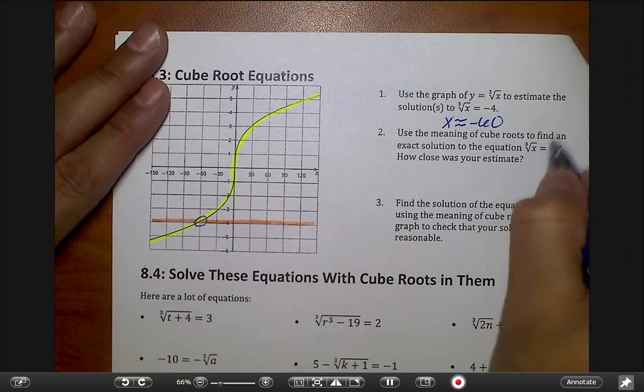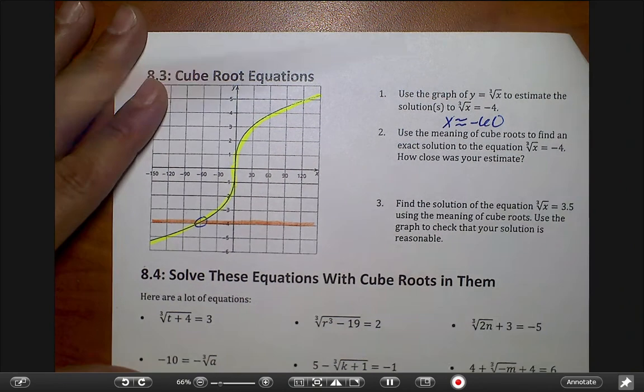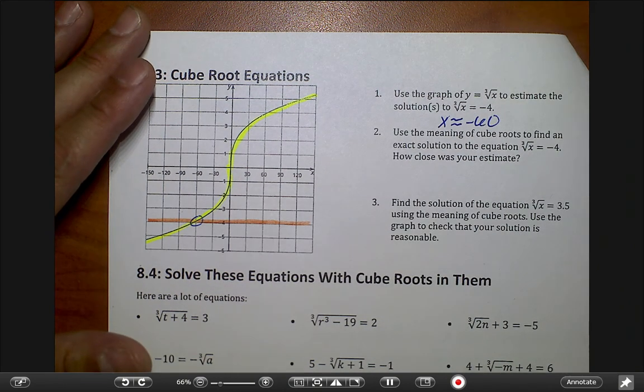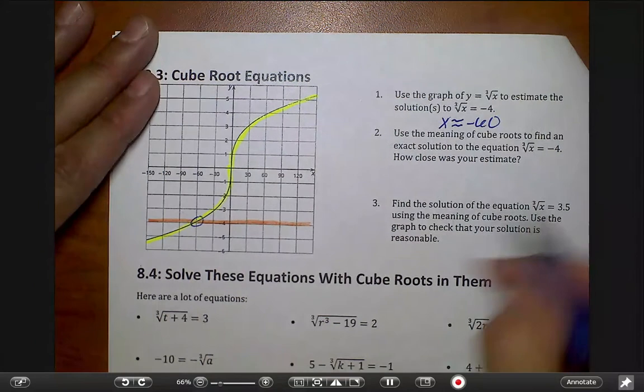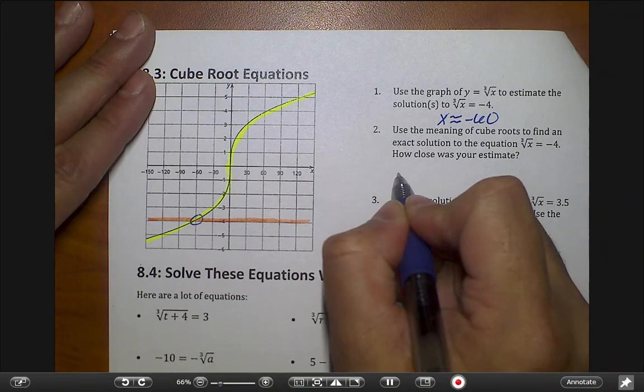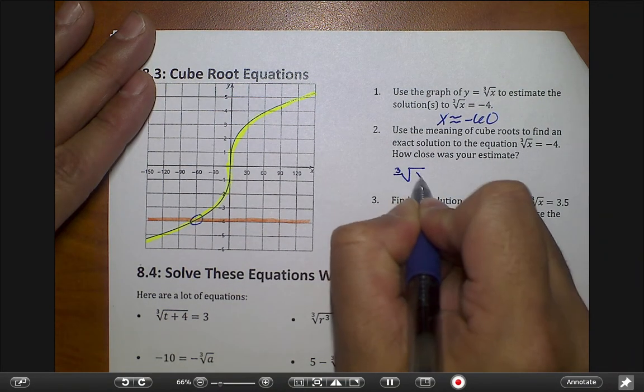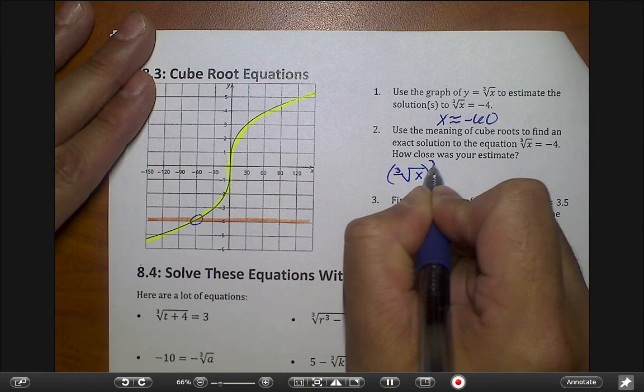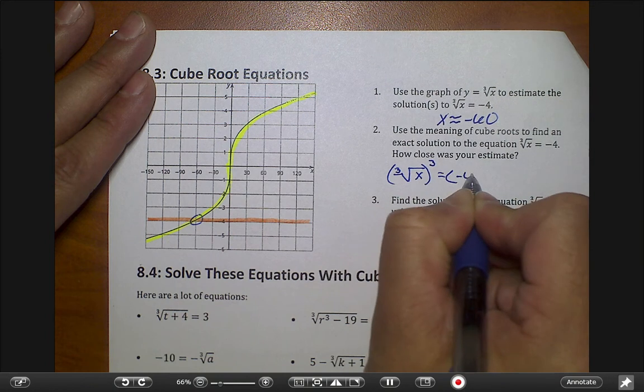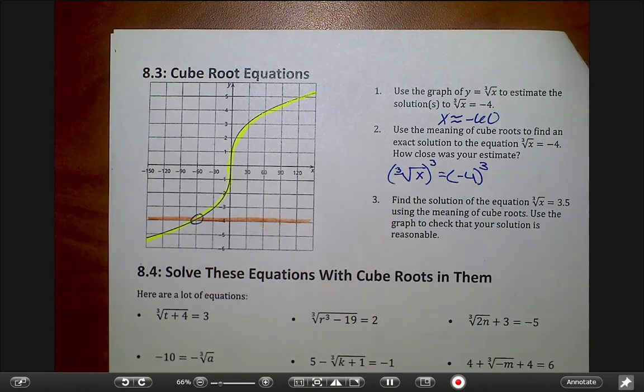So how do I undo a cube root, or a third root? Raise it to the third power, right? So it's cube root of x raised to the third, and it's negative 4 also raised to the third. So I raise both sides to the third power.